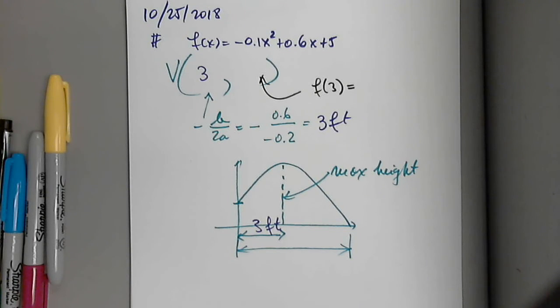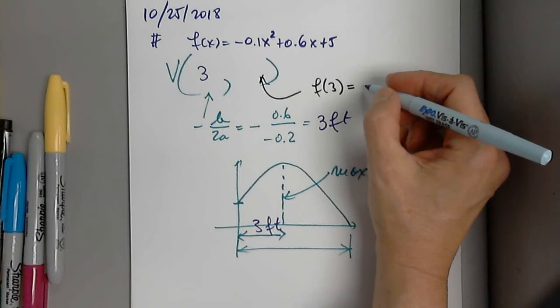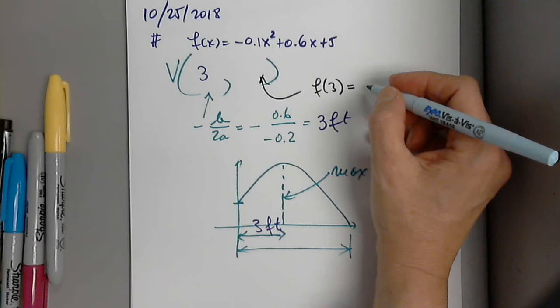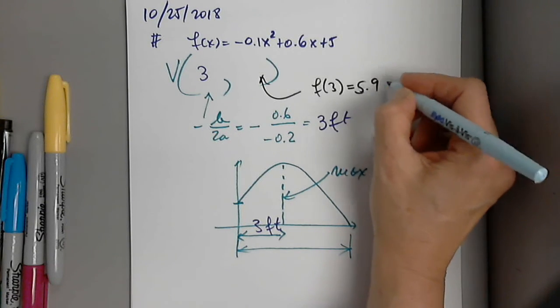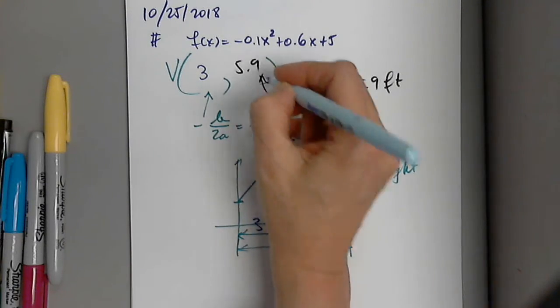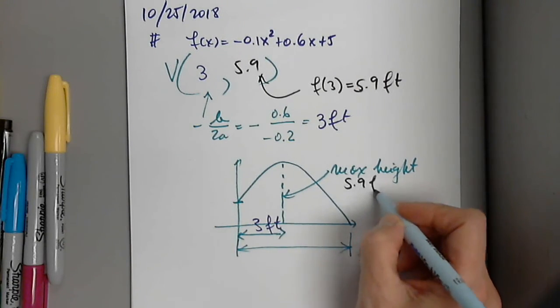So it's negative 0.1 times 9, plus 0.6 times 3, plus 5. How much? 5.9. Thank you very much. And this is in feet, 5.9. So this is 5.9 feet.